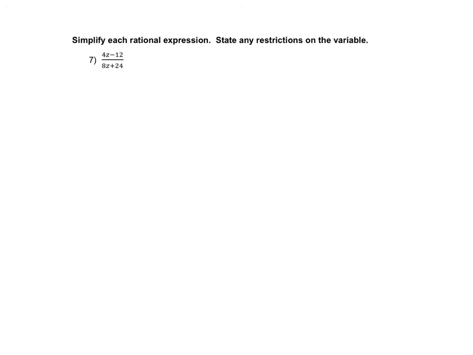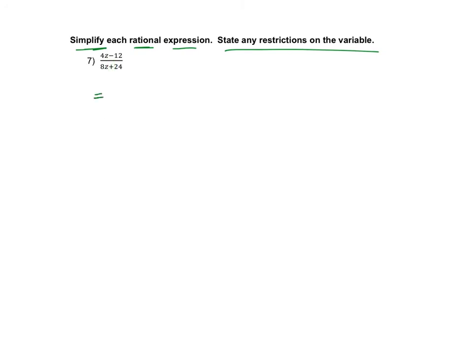Okay. So for this part, I want to simplify each rational expression, right? And I want to state the restrictions of the variable. So in this case, I'm going to start by factoring out. I'm going to check if I have a common factor right there.